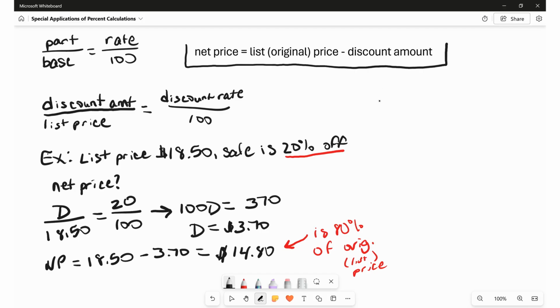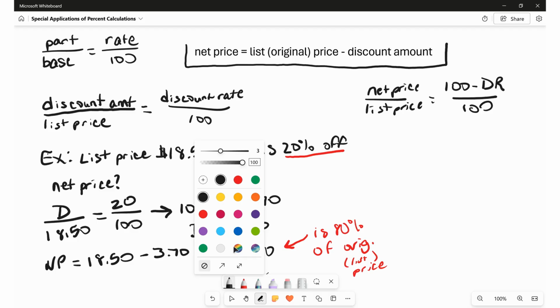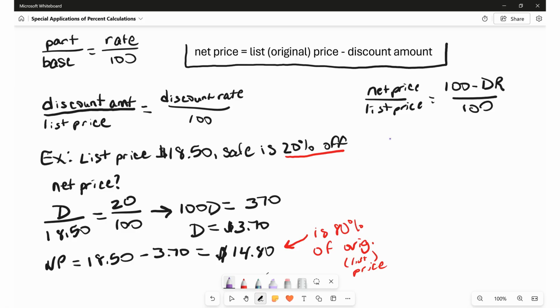So that means that we could have a formula that says net price over list price is equal to 100 minus the discount rate over 100. Using the same, and I'm going to switch up colors here, because we're going to use the exact same numbers, we still have a list price of $18.50. The sale is 20% off. We're looking for the net price.